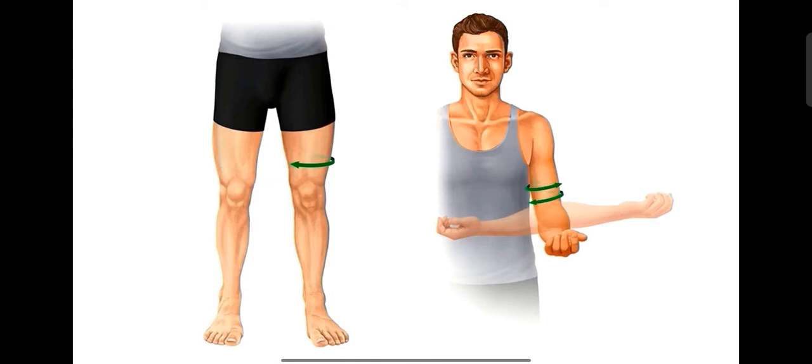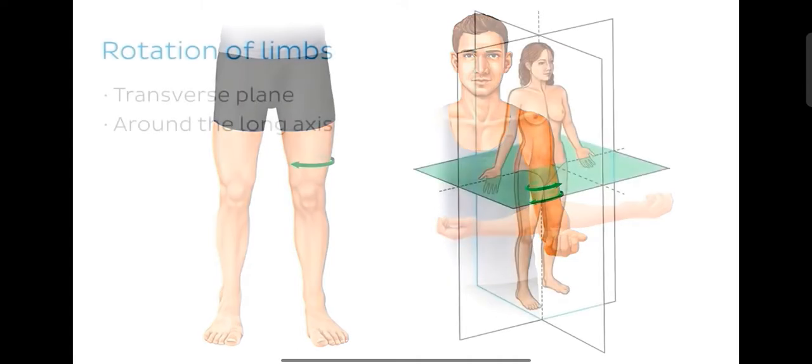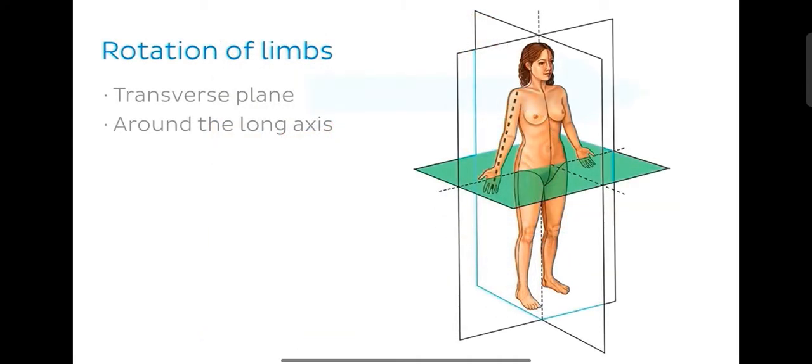In the case of the limbs, we can think of it as rotation around the long axis of the limb. That's the axis passing through the limb along its length, for example, from the shoulder down through the center of the straight arm and out through the middle finger. So in the limb, as with the other movements, rotation can be described in two directions: external, also known as lateral rotation, and internal rotation, also known as medial rotation. We'll look at each in turn.